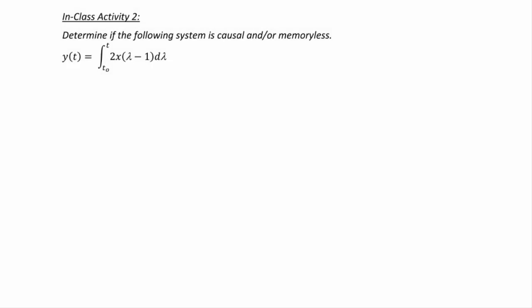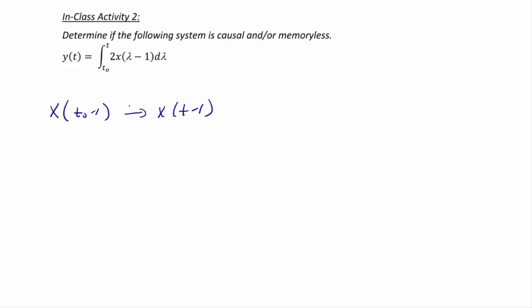All right, let's try another example. Determine if the following system is causal and or memoryless. y of t is equal to the integral from t naught to t of 2x of lambda minus 1 d lambda. So the way to think about this is that if I want the output at time t, then I have to find the input at x of t naught minus 1 to x of t minus 1.